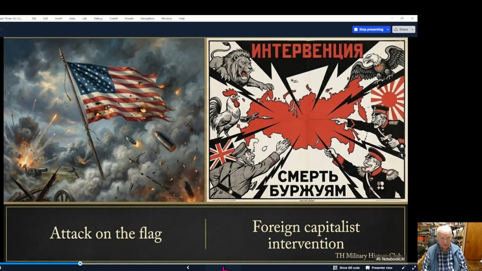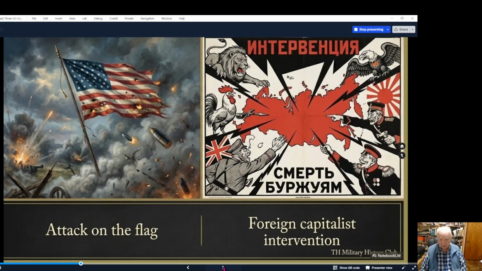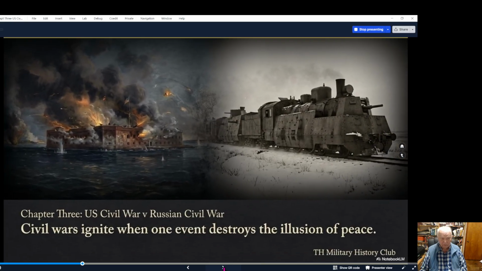So the attack on the flag is a motivating force in the United States. The intervention of capitalist nations, the bête noire of the socialists or the communists, again unifies and marshals the forces on the Bolshevik side, and civil war is ignited on both sides.